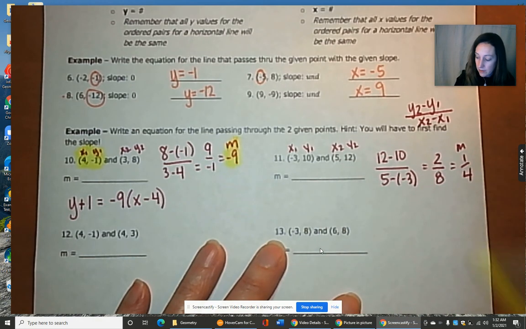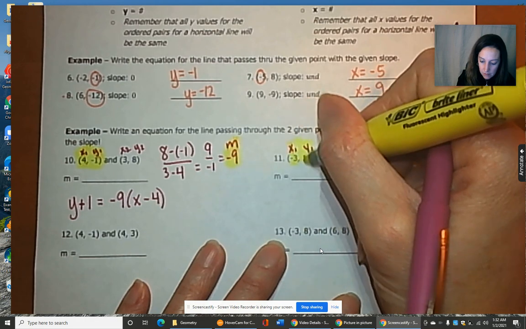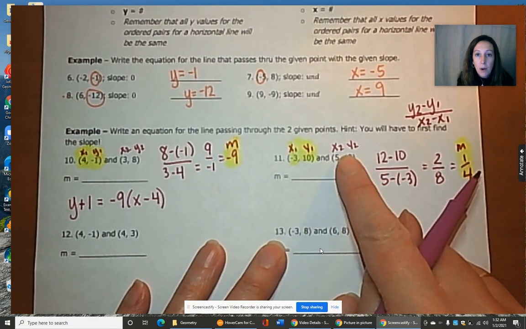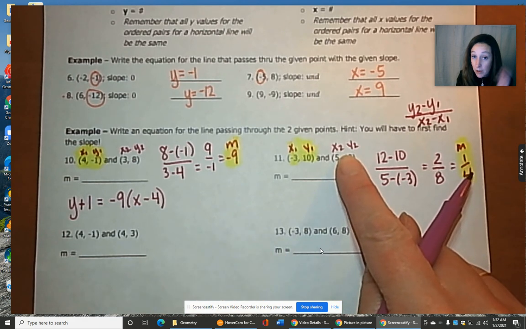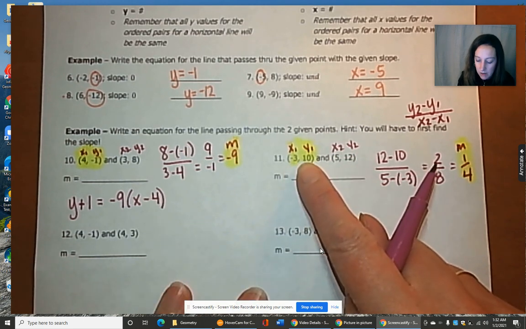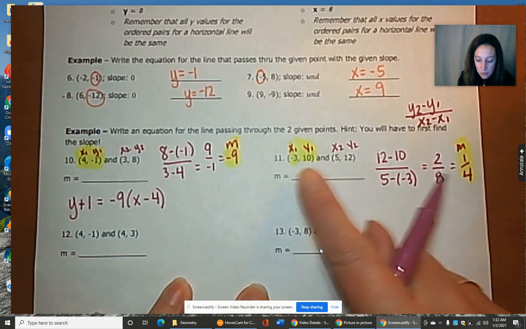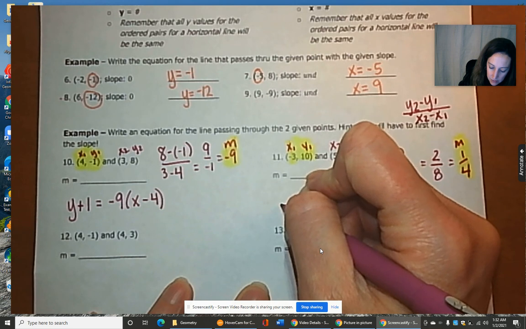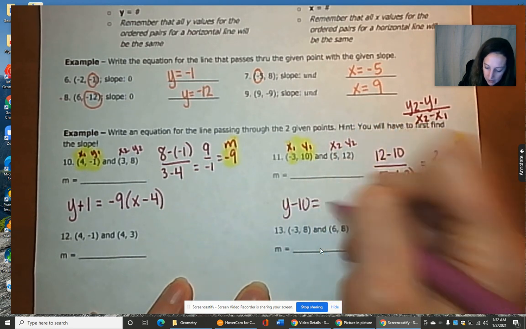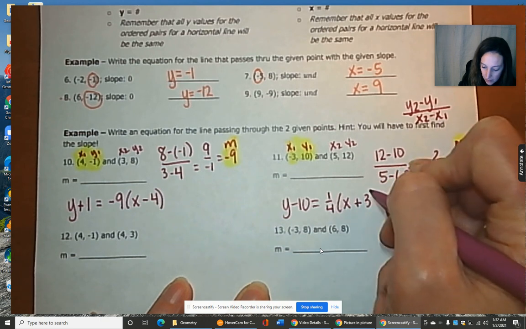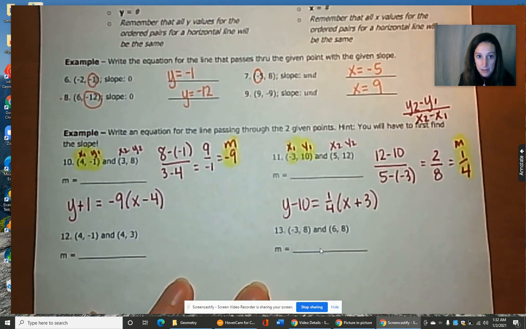Right? So I use this and this. No reason why I'm not using this, by the way. You can use either one. I'm just going to stay consistent. I've labeled this as x1, y1. I'm just going to go with it. Right? If you had put in 512 instead of -310, it would have been an accurate answer. So you get y minus 10 equals 1/4 times x plus 3, because minus a negative will be positive.